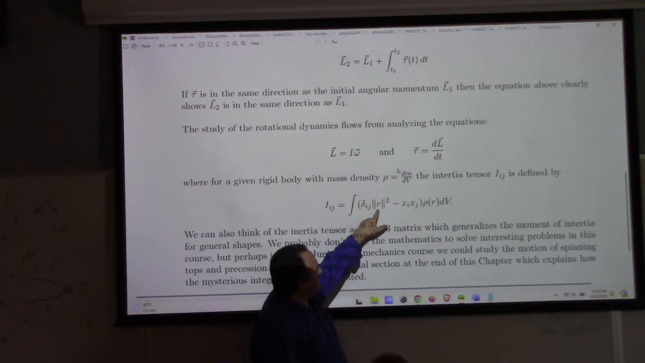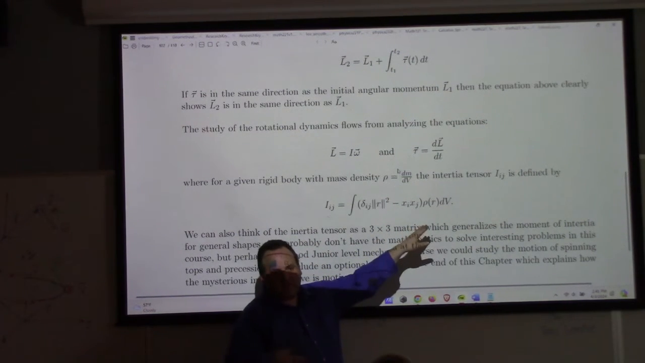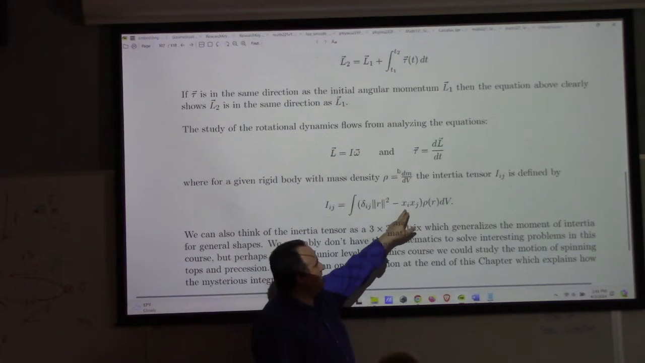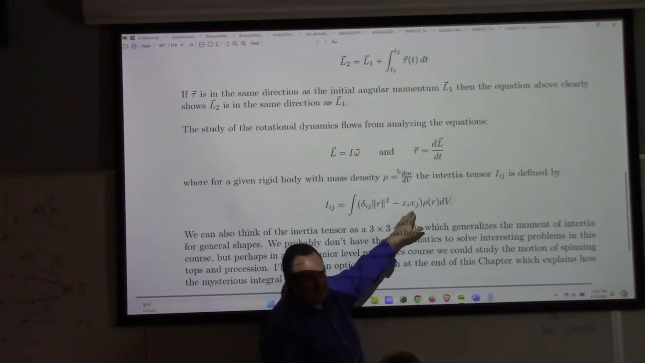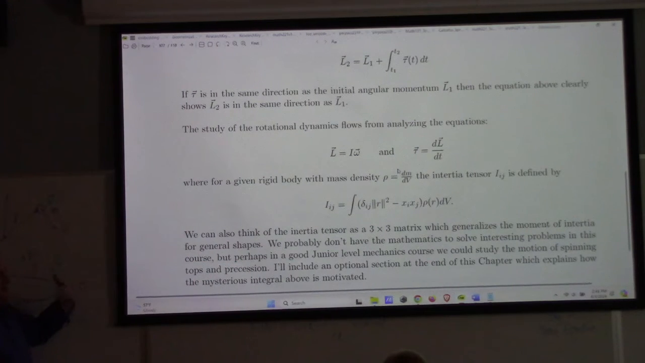That's the distance squared. That's like x1 squared plus x2 squared plus x3 squared. And this is just the product of like x1 and x2. So if you're using x1, x2, x3 as xyz, this would be either like xy or xz or yz. Okay, so the inertia tensor is a specific 3x3 tensor, and what it does is it describes the response of a rigid body to rotational motion in different directions around all three different possible directions.